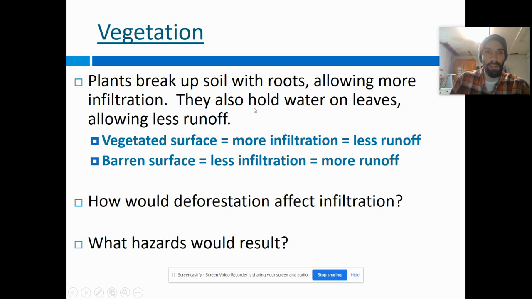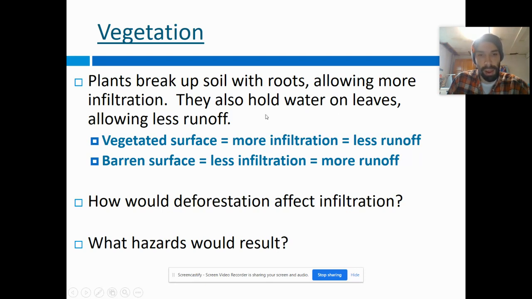So vegetation. If you have a surface that is completely vegetated, meaning there's lots of plants, trees, grass, that vegetated surface is breaking up the soil. If you think about all the plants, they're breaking into the soil, and the water can get into those areas that are broken up and infiltrate. Also, water just hangs out longer on the leaves of trees, and if it hangs out longer, it's going to have more time to infiltrate and less time to run off.